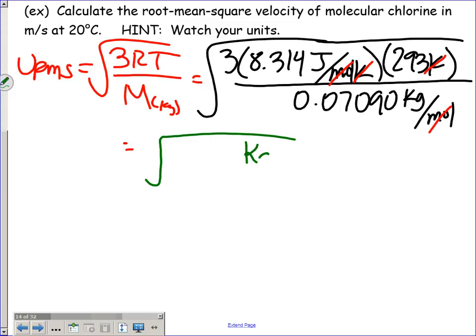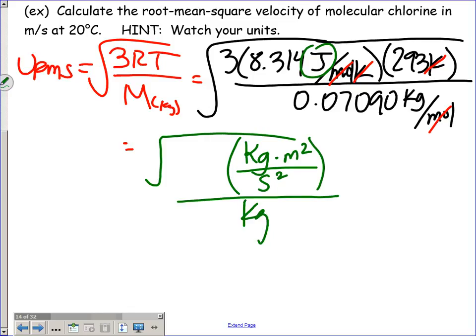Kilograms times meters squared over second squared. So that's the joules right here, and all that other stuff got canceled. The only thing we have left on the bottom is kilograms. So what cancels here? Kilograms. When we square root meters squared over second squared, what do we get? Yay! Meters per second. So that is our proof of how velocity is related to all this.